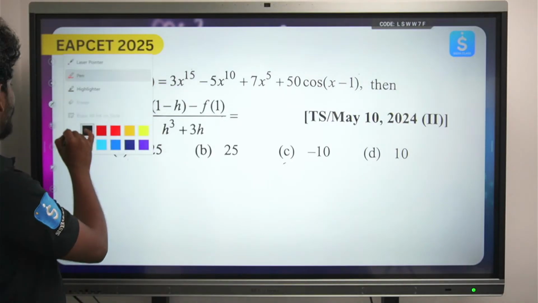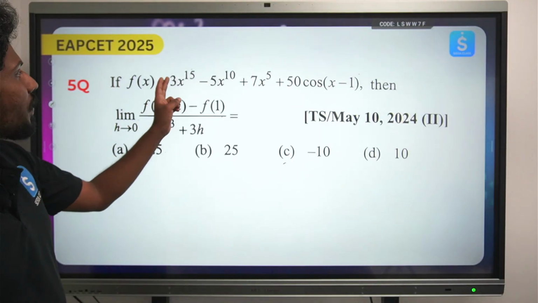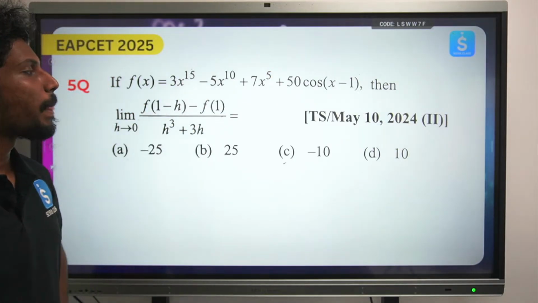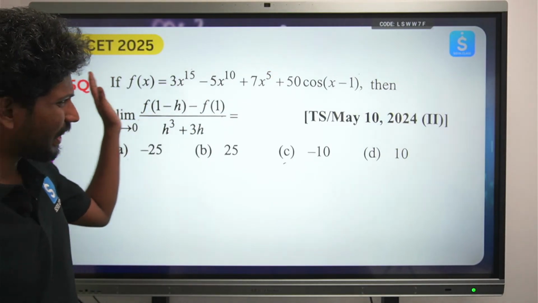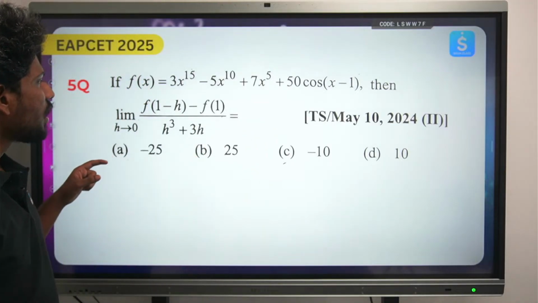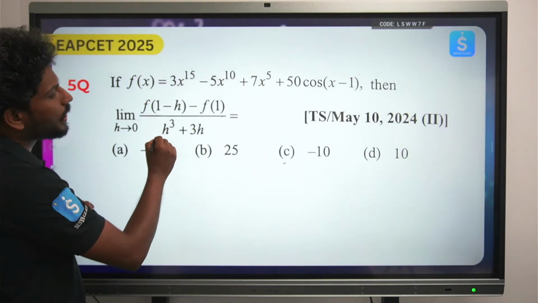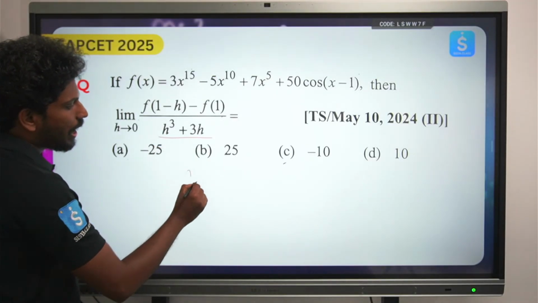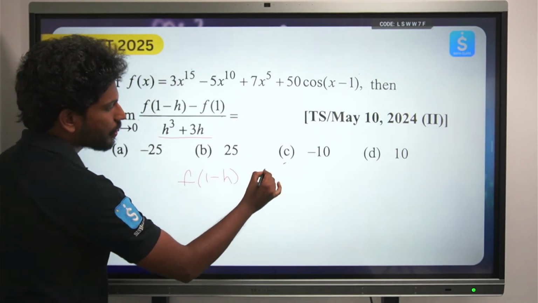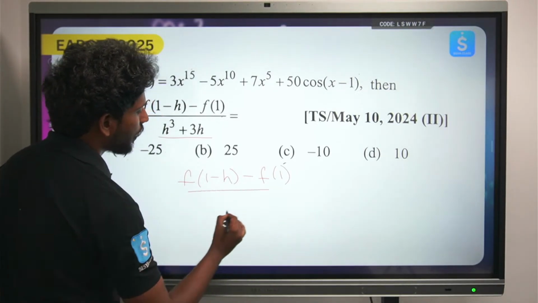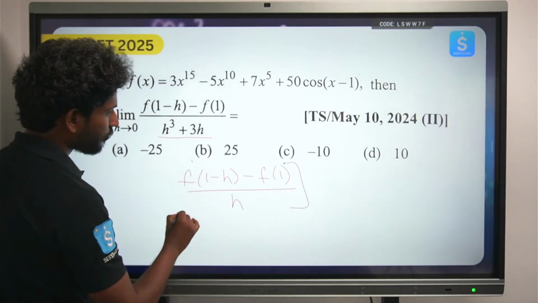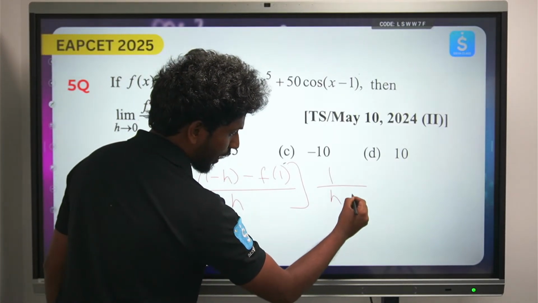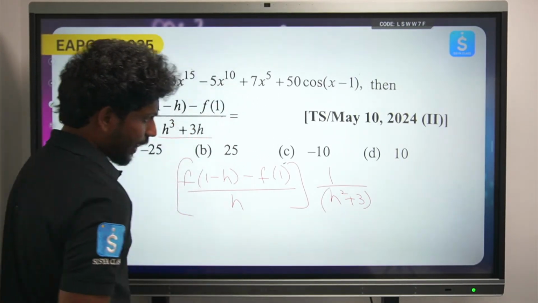Right, next question. See the next question. If f of x equals 3x power 15 minus 5x power 10 plus 7x power 5 plus 50 cos x minus 1. It's a lengthy equation, but still you can solve it very quickly. What is the thing that you can take common in both here? So you can take h common. So f of 1 minus h minus f of 1 by h into 1 by, if you take h common, the left out is h square plus 3. You have h square plus 3.